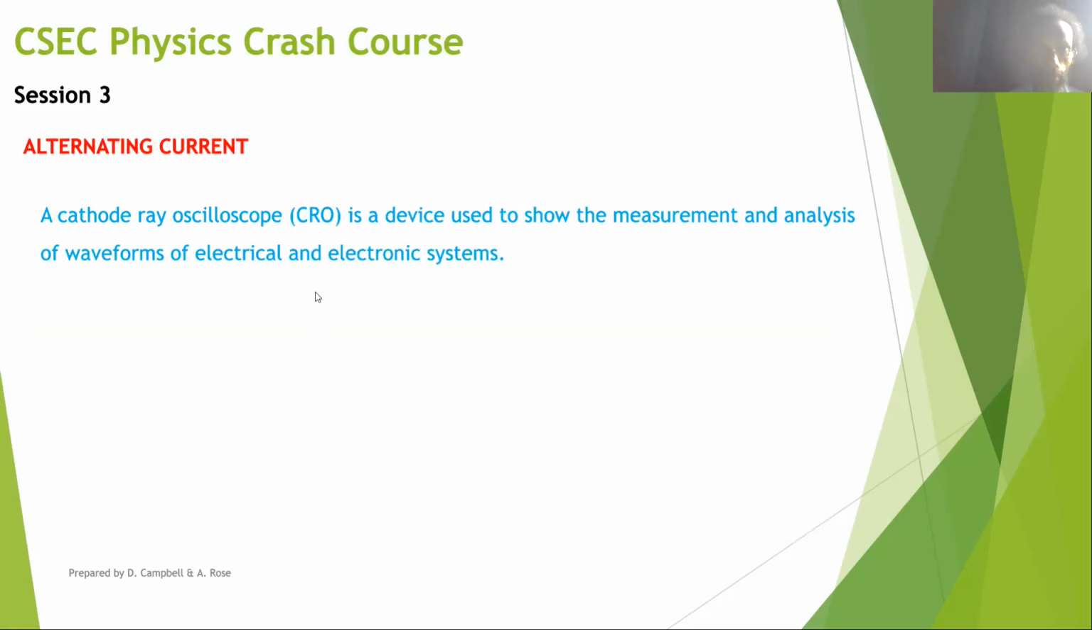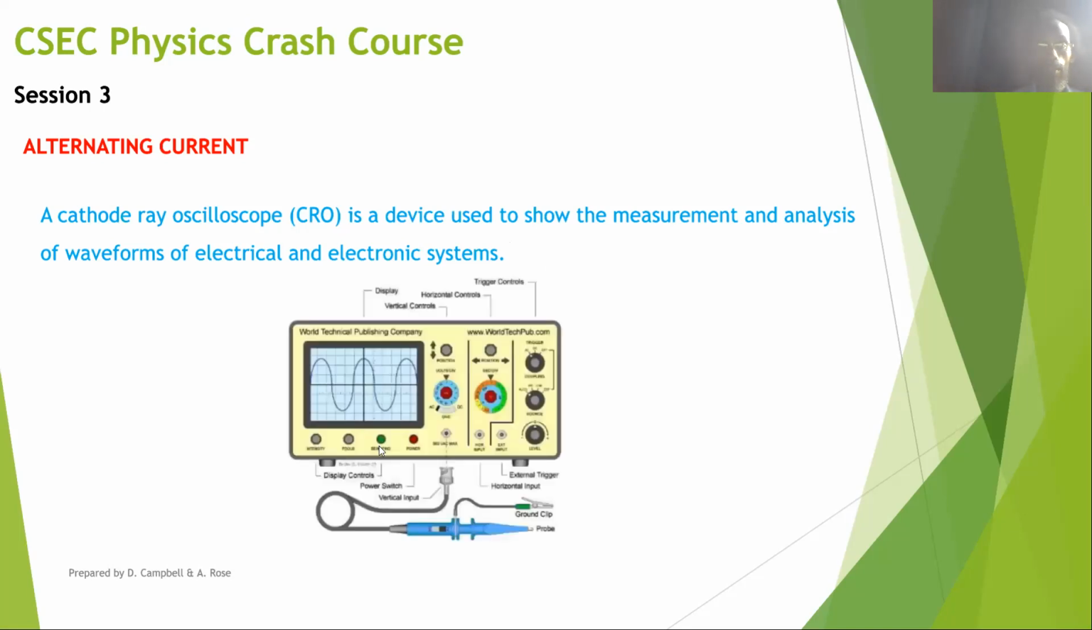Now, many persons may not have heard of this device, but you should be aware. You don't need to know any technicalities, but it can be used to show the waveform of an electrical or an electronic system, allowing us to measure and analyze the features of whether it's AC or DC. And it may look like this. But you just need to know that it exists, not the workings of it. So you can see the waveform on the CRO, cathode ray oscilloscope. So this is what is used to show the waveform. If we want to know if a system is AC or DC, we could use this device.